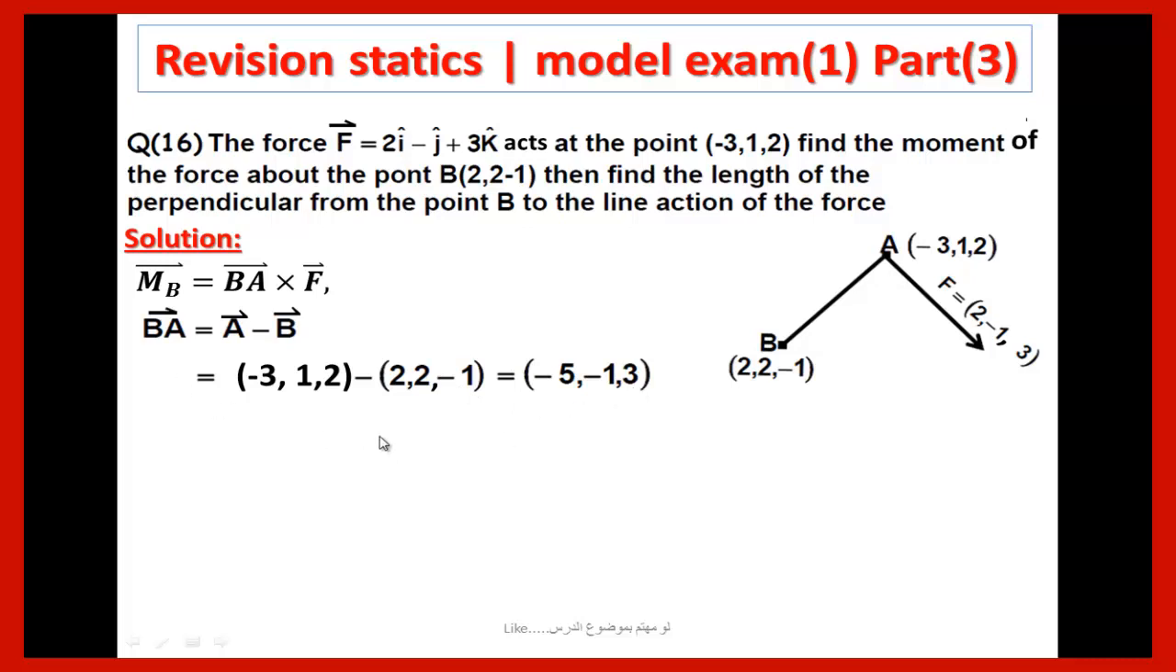So we have BA equals (-5, -1, 3), and the moment about B equals BA cross F, and we can calculate it using determinants. So MB equals the determinant with rows i, j, k, then -5, -1, 3, the components of BA, and in the third row the components of F, 2, -1 and 3.